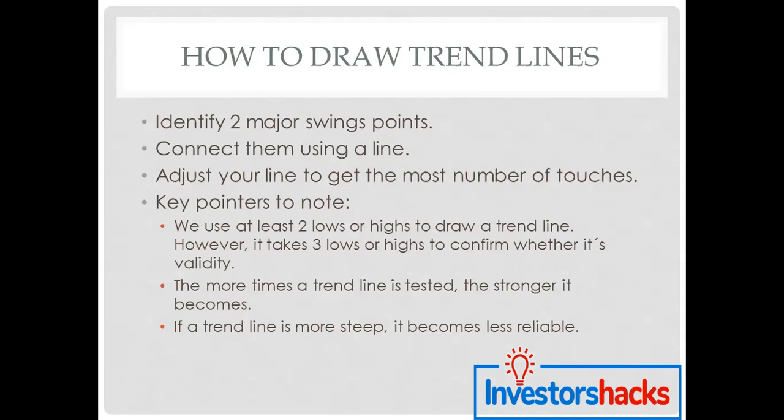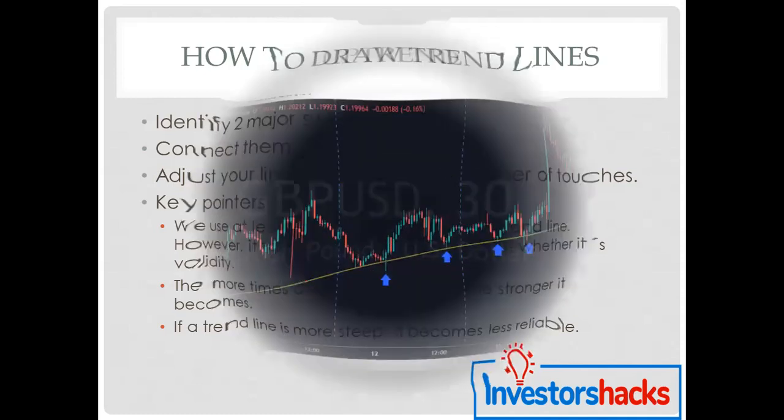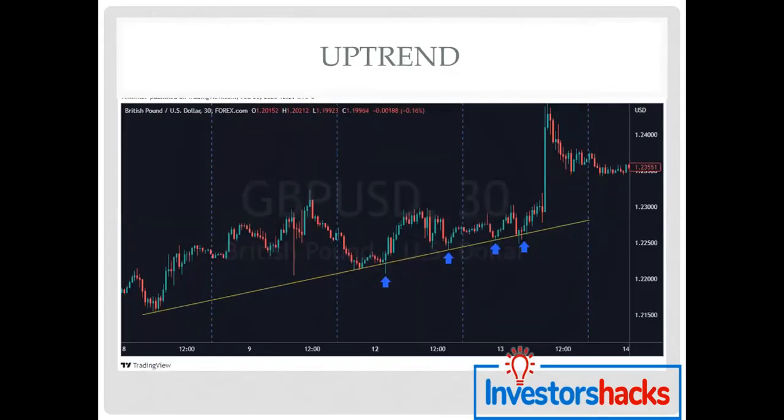This point is very important, just like we said in support and resistance. If a trend line is more steep, it becomes less reliable. Therefore, we want to trade on a trend line that is less steep. The gradient is low. Okay, I will illustrate all that, don't worry, just be with me.